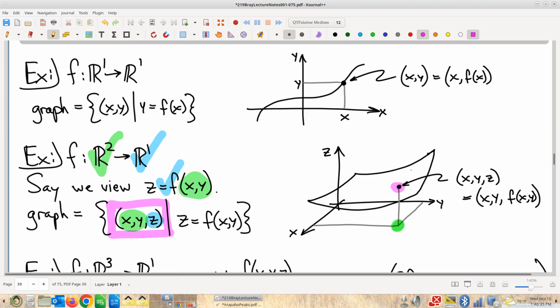So it's totally analogous. Right? It's kind of a rip-off of what we did for the single variable graph. Right? But now the dimensions are different because we have multiple input variables.